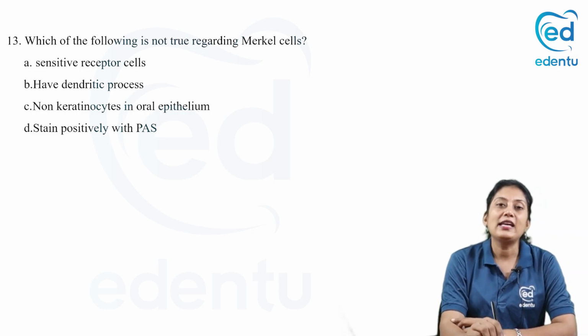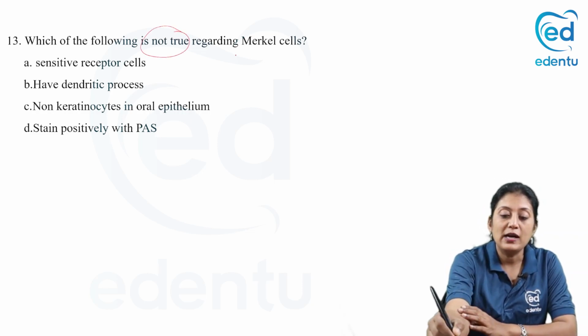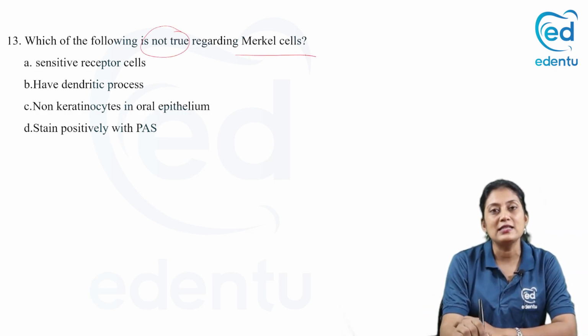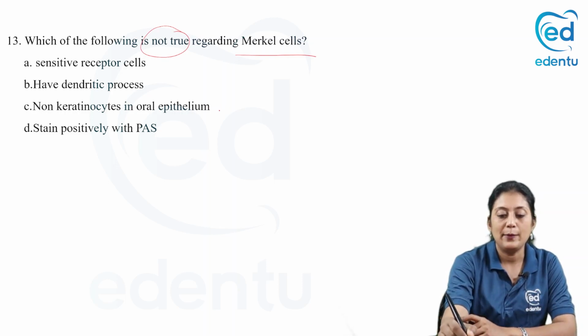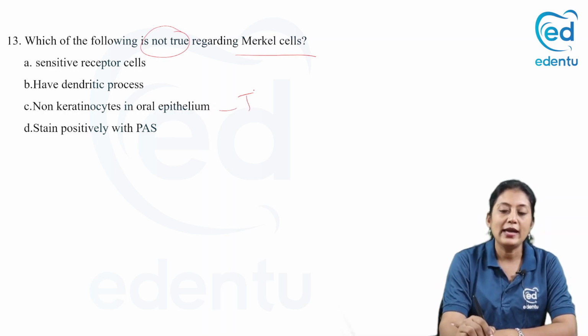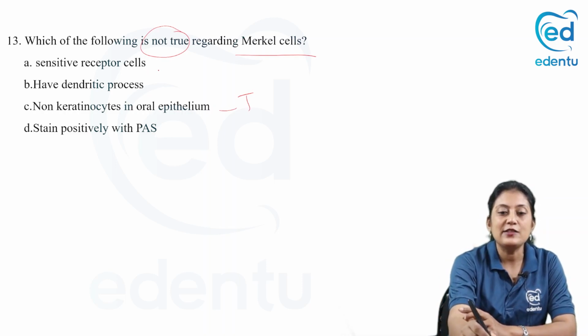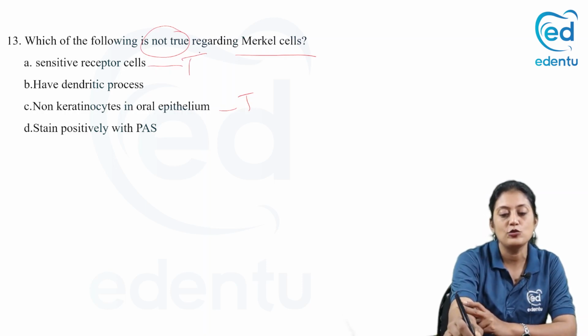Which of the following is not true regarding Merkel cells? So, we know that Merkel cells are a type of non-keratinocytes. So, it is a non-keratinocyte in the epithelium. That is true. It is a sensitive receptor cell. So, that is the function of Merkel cell. Touch receptor cell. That is also true.